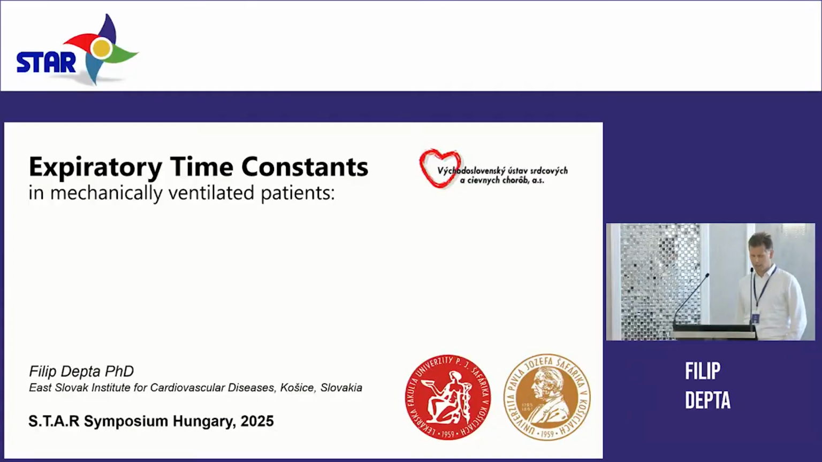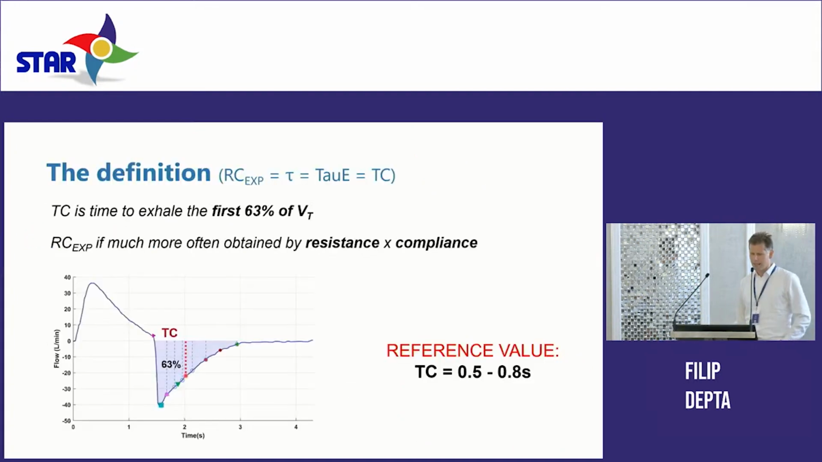So the title has originally been the expiratory time constants in mechanically ventilated patients, but since Zoli put in addition to that, it's exhalation unbiased, I kind of liked it and left it there since.